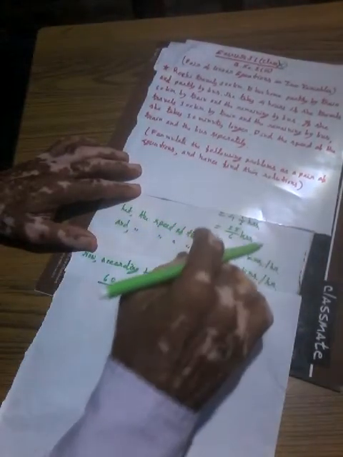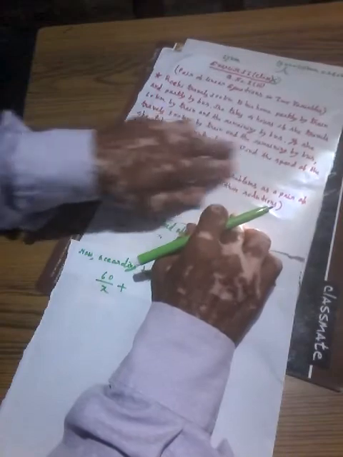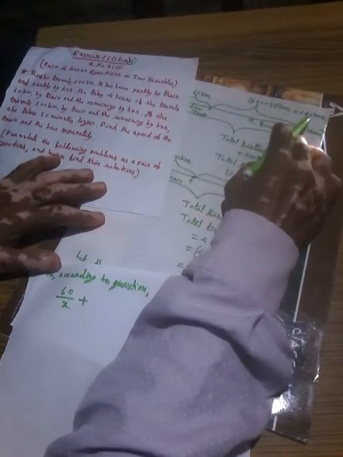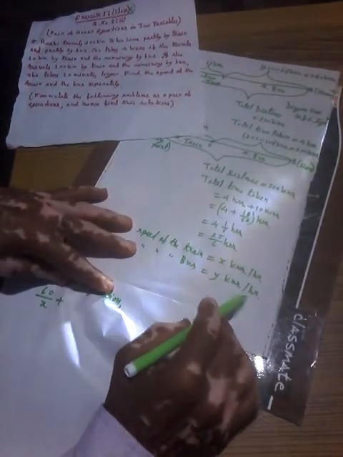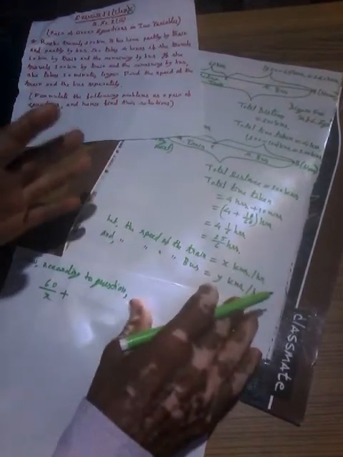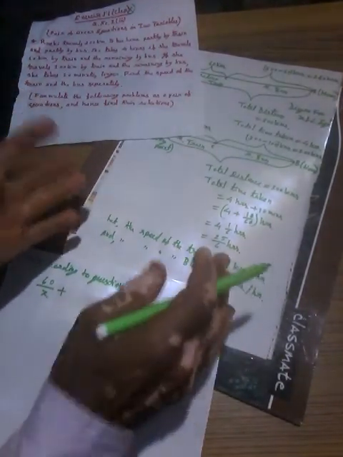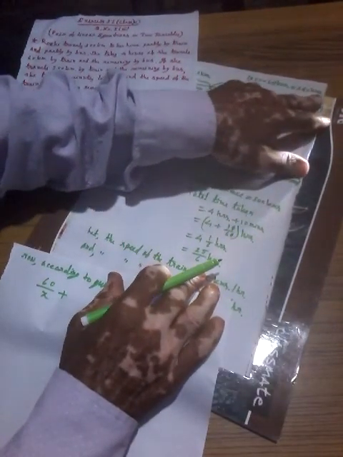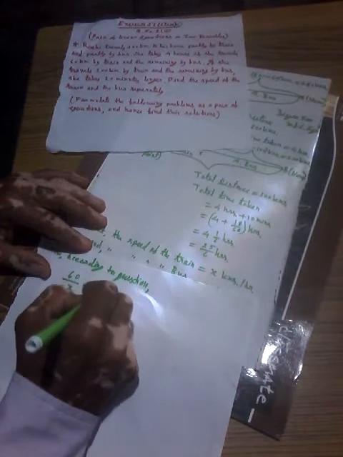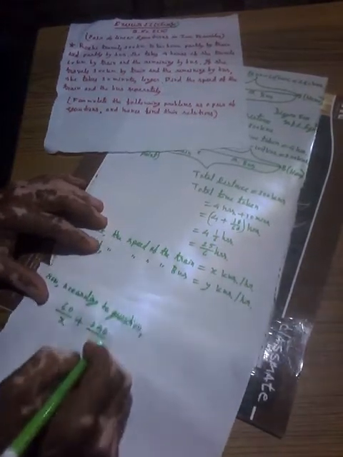plus, if we divide the remaining distance, 300 minus 60 is equal to 240 kilometers, by the speed of the bus, which we considered to be y kilometers per hour, then that will give us the time period to cover the distance of 240 kilometers by Rochi. So we will write 240 by y.